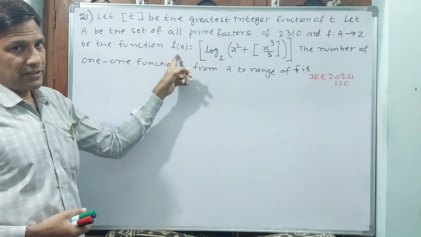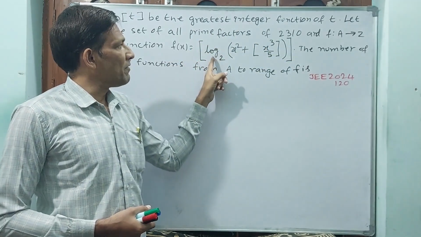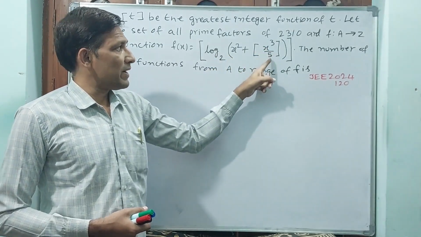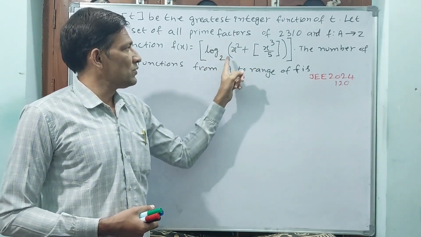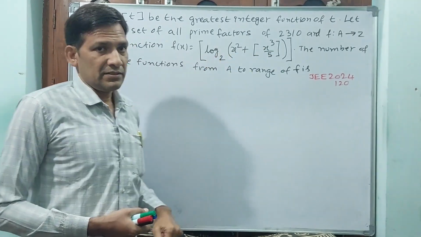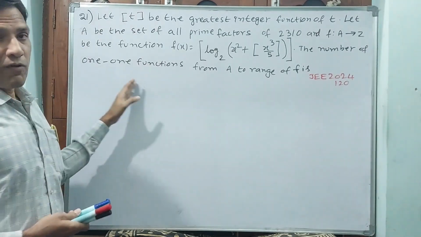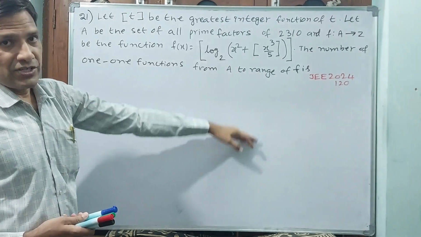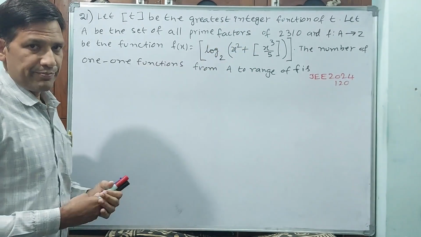f of x is equal to greatest integer of log of x square plus greatest integer of x cube by 5, to the base 2. That means logarithmic base is 2. Inside x square plus, again greatest integer, overall greatest integer. That means here 2 times greatest integer is there. The number of one-one functions from that A to the range. Range, how are you going to find? In the function you have to give the domain A. Let us see.